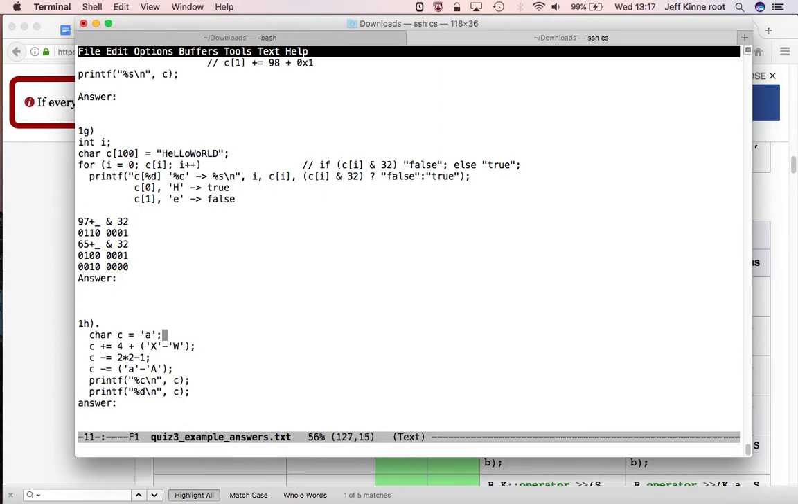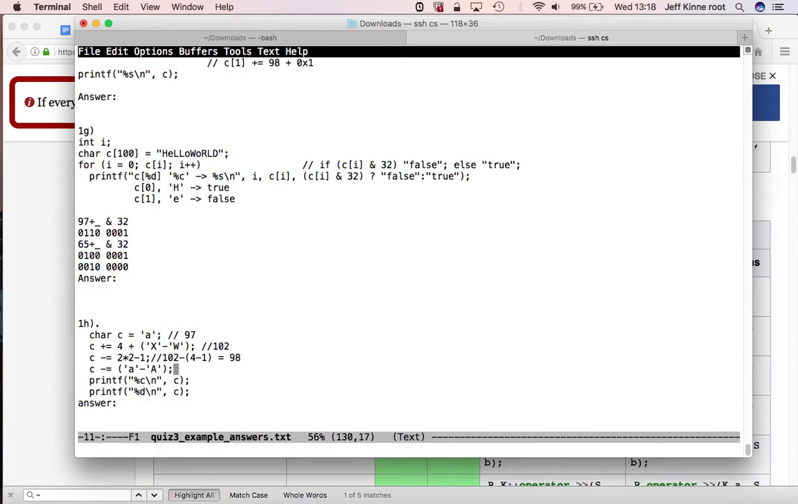All right, the next one. C equals A, so that is 97. Sorry, yeah, 97. Now we're going to do plus equals 4, so that would be 101, plus x minus w. That's 1. W, x, y, z, so that's going to be 102. Okay, now we're going to subtract off 4 minus 1. So 4 minus 1 is 3. So we have 102 minus 4 minus 1. So that is now 98.